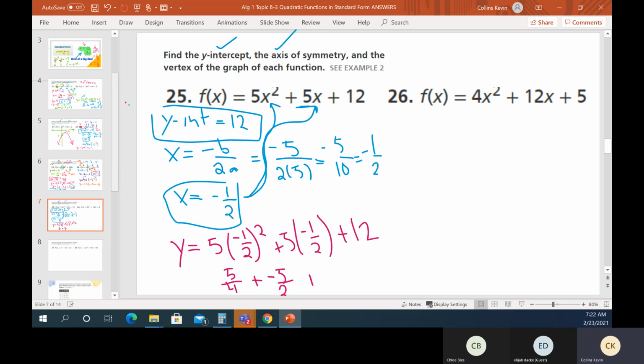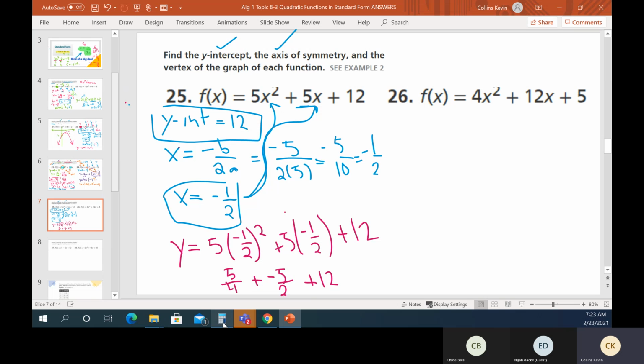And then this guy will be plus 12. Okay, so if we don't want to deal with the ugly fractions, here's what we can do. We can turn these guys into decimals, and I'm perfectly fine with that. Because most of the world works in decimals, they don't work in fractions for the simple fact that they don't like fractions, right? So the first guy, that's going to be 5/4.